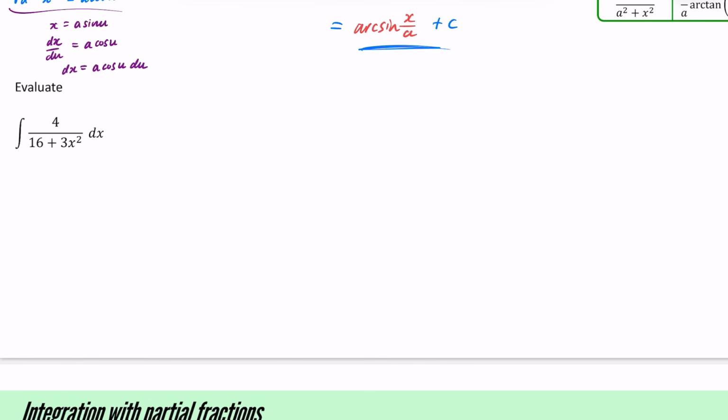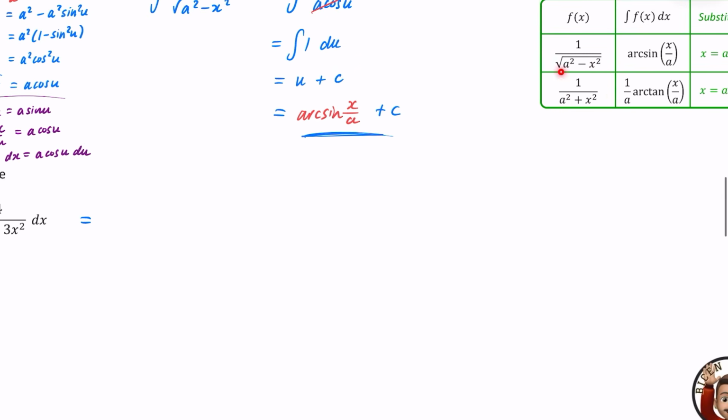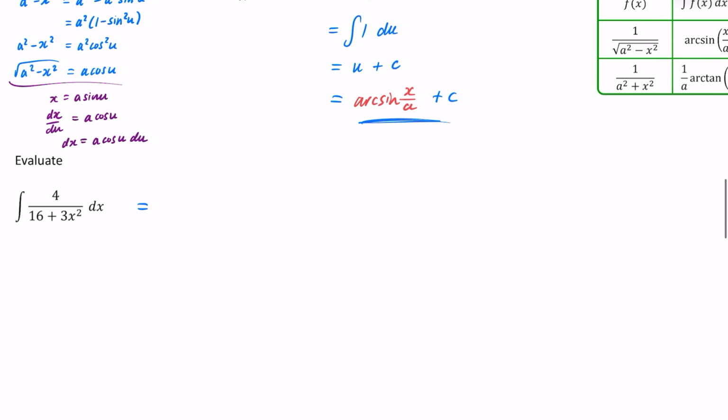Okay, this one says evaluate this. In other words, let's just do this integration. We need to say which one it looks like out of the choice between this one and this one, and this one doesn't have the square root sign. So it is going to be one of these with the arctan. It's this form that we've got here. Now the difference is this one is an x squared, and this one has a 3x squared. So I think I'm going to need to do a little bit of division by 3 in the denominator so that I have 4 over, if I take 3 out, 16 over 3 plus x squared dx.